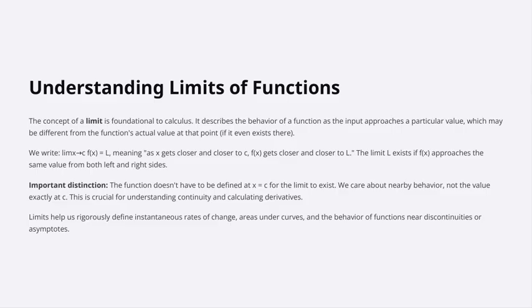When we write the limit as x approaching c of f of x equals L, we're saying that as x gets closer and closer to c, the values of f of x get closer and closer to L. But for this limit to exist, the key is that the approach from the left and from the right should lead to the same value, L.